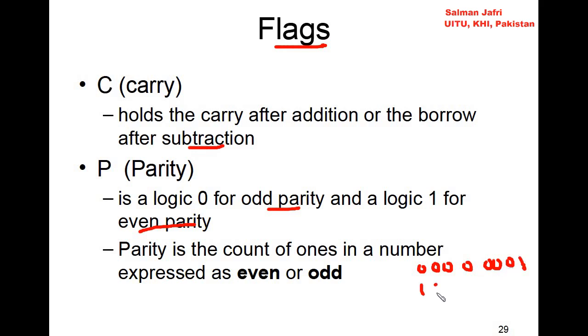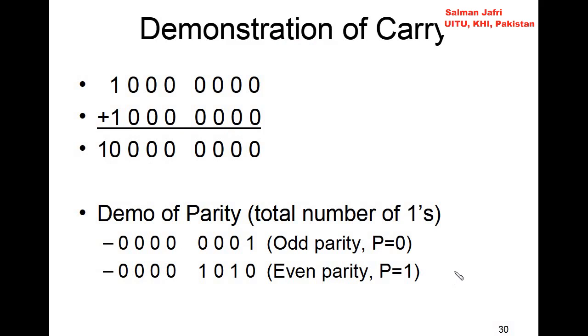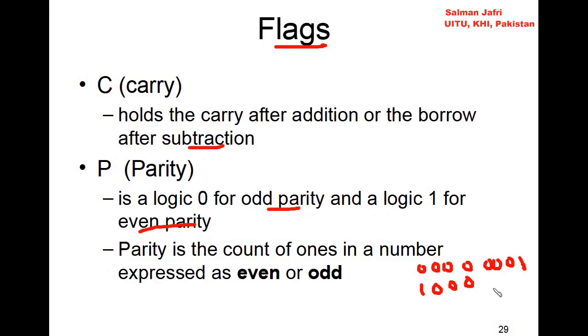On the other hand, if we have 10000001, how many total ones do we have? 2, which is even. So this is now even parity. This is odd parity, this is even parity. So for odd parity, this flag would be 0, and for even parity, this flag would be 1.